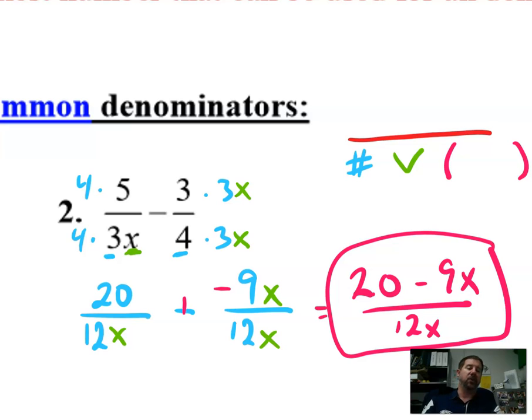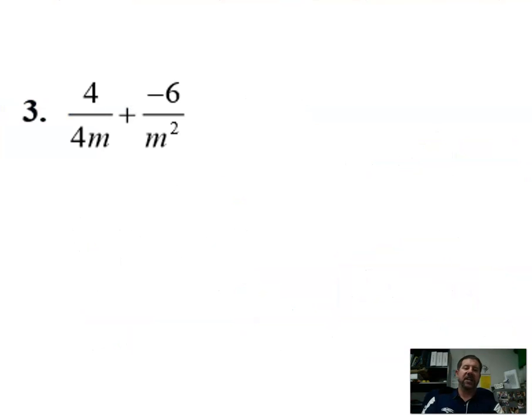Okay? No killing 20s and 12s. No killing 9s and 12s. Again, because you're adding, subtracting, you cannot kill. If you want to kill, you have to factor first. Can't stress how important that is. All right, so moving on to number 4.